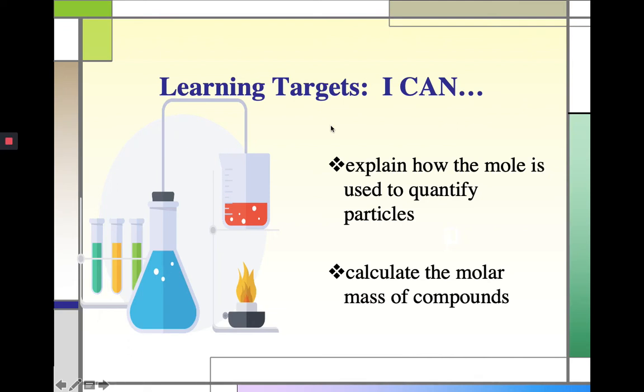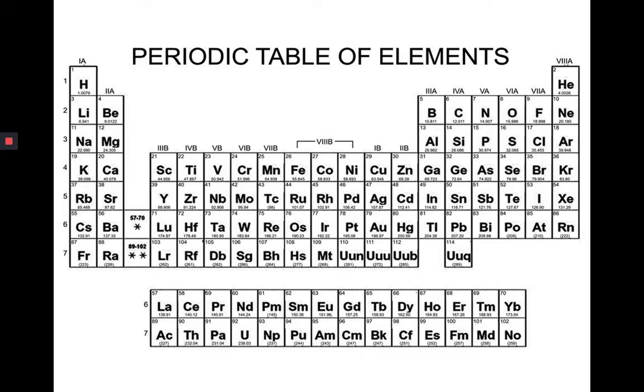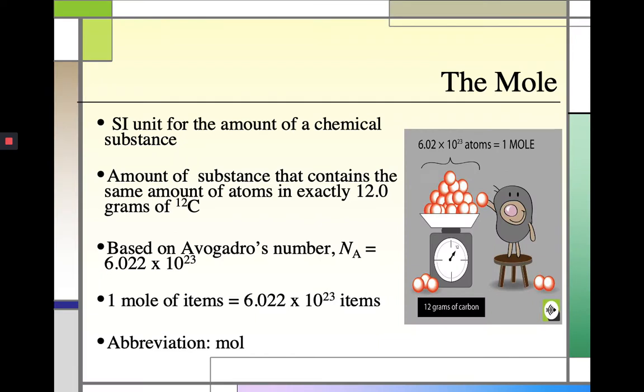Hi everyone, in this video we will be talking about the mole and molar masses, or the molar mass of compounds. We have already started talking about the atomic masses for each element as reflected in the periodic table. Now, this time we'll be talking about the mole, which is practically the SI unit for the amount of chemical substance. So it is the amount of substance that contains the same amount of atoms in exactly 12.0 grams of carbon 12. So this 12.0 grams of carbon 12 has been our standard for the mole.